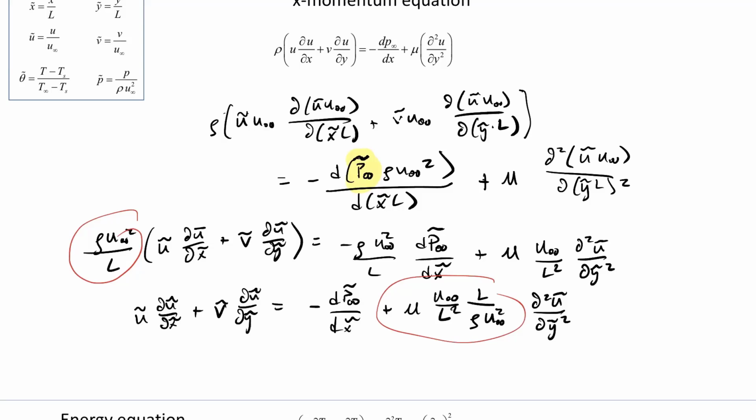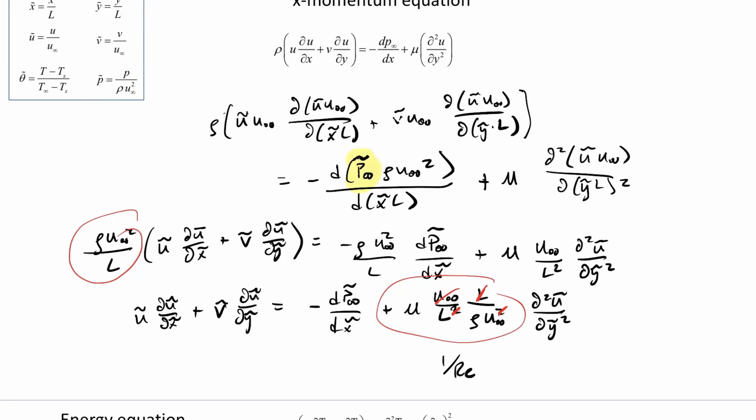And if you look at it, we have u infinity here that goes away, and we have an L squared, so that L goes away. So we have mu over rho u infinity L. You guys know what that is, right? That's 1 over the Reynolds number.